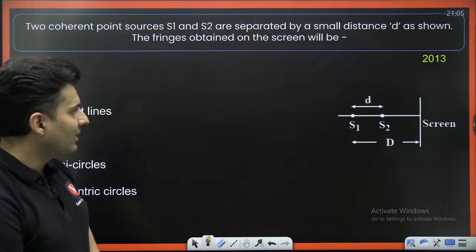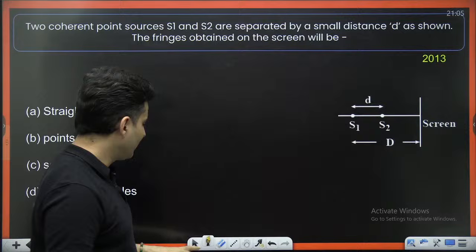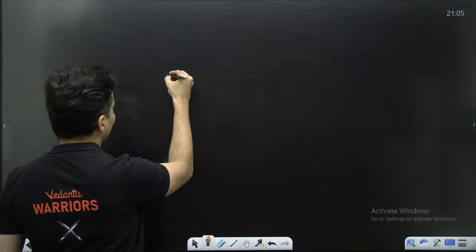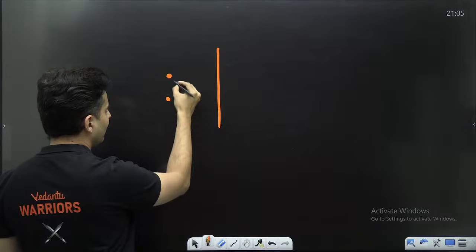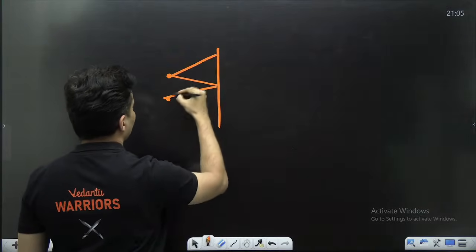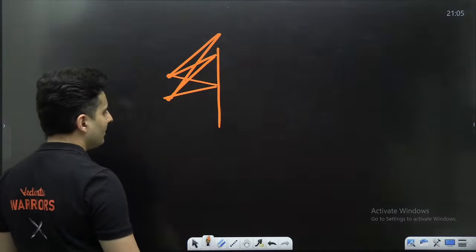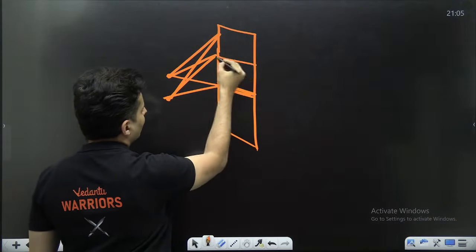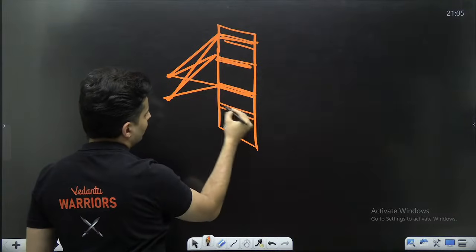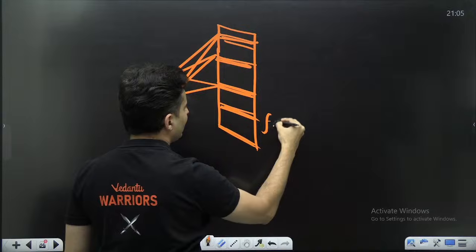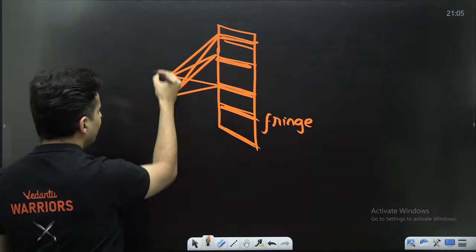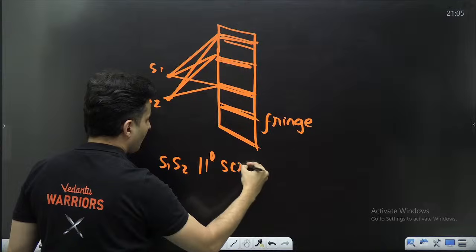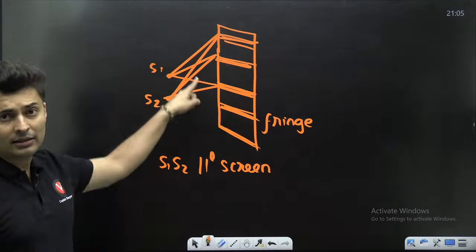Okay, so my dear students, what do you think the answer for this will be? S1, S2 are not the traditional way. When that happens, it's slightly different from your traditional way. If S1, S2 were here and this was the screen, this is how it goes. What you see on the screen are bright fringes, again and again. This is basically your fringe pattern when S1, S2 is parallel to your screen.